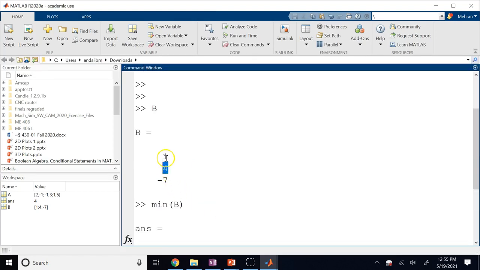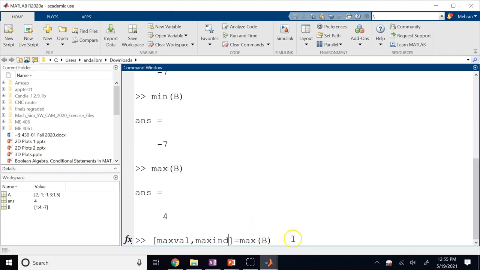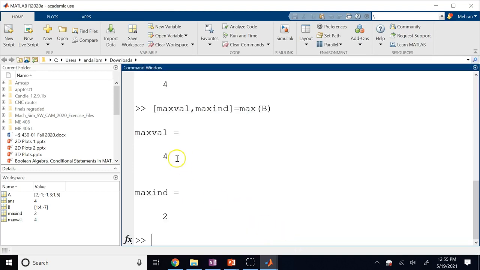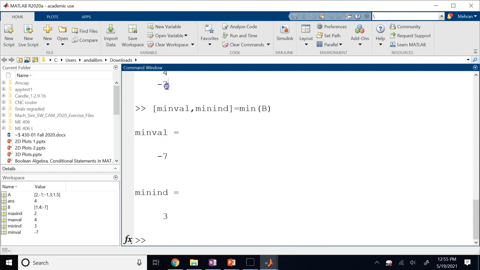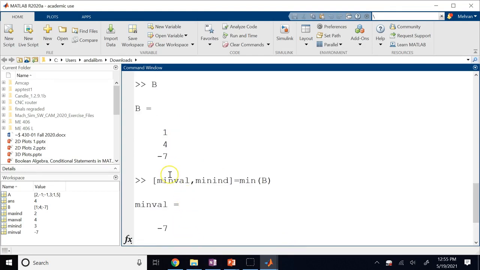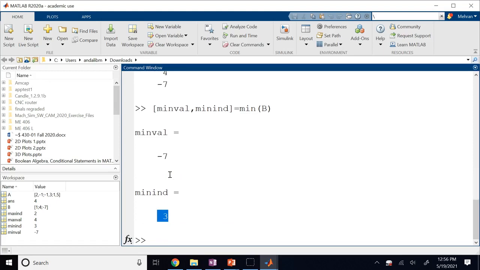So here the second entry in B is the maximum number. Look here. You see the max value in B is 4, but the location where it is happening is the second entry. And I can run the same thing for the minimum. Look. Where the minimum value in B is happening and how much is it? The first one gives me the value, the second one gives me the location. Minimum is -7 and it's happening at the third entry. Okay, so min and max work very easily on a vector.